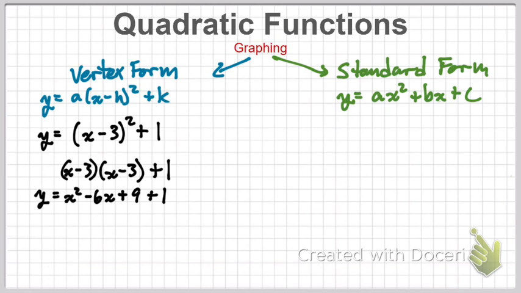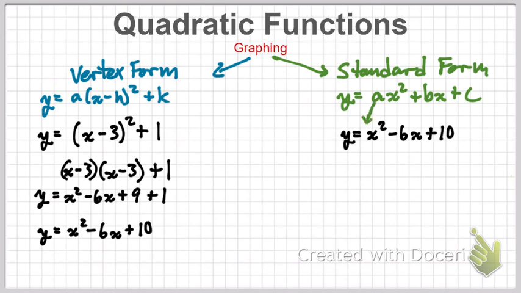All right, so let's do a little bit more simplifying. Add that 9 and the 1 together, and boom, there you have it. There's standard form. So there's my standard form. And just so you guys can see it, there's my A, there's my B, there's my C. The A is the hidden 1, the B is the negative 6, and the C is the 10.